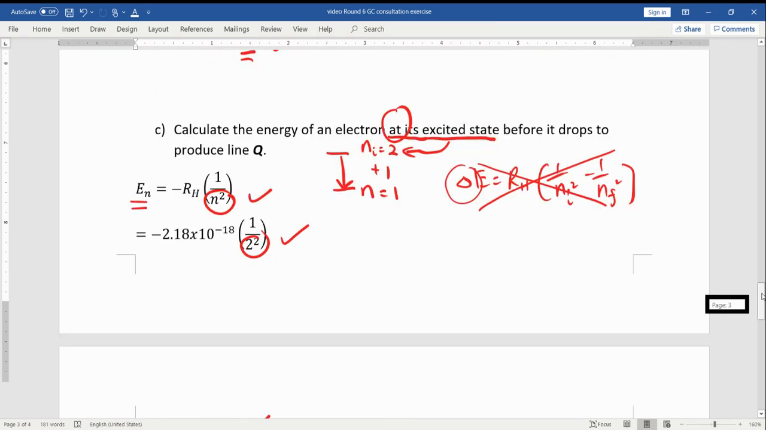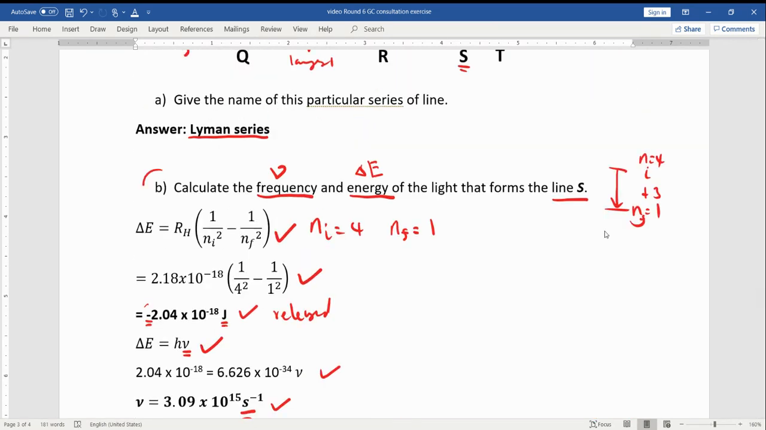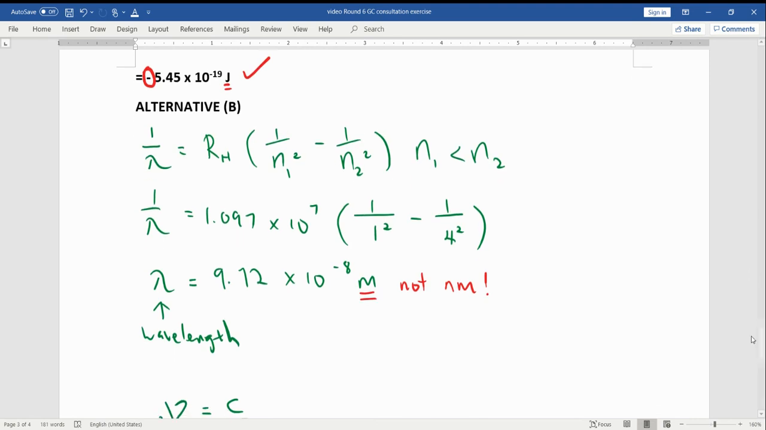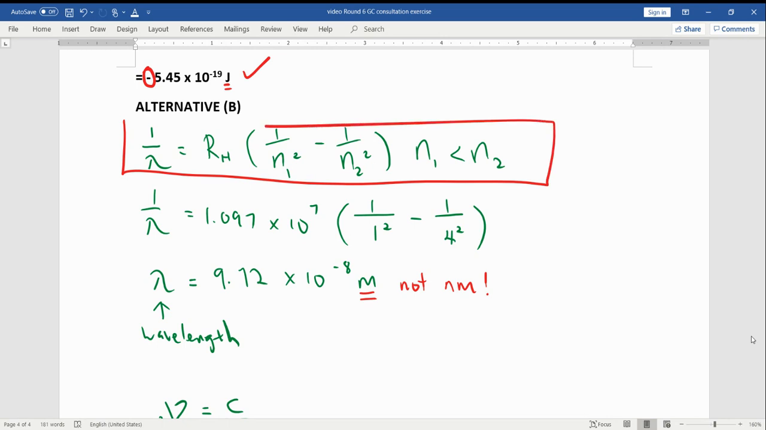Now for question B, just now we started with energy, right? But some students start with frequency. If you want to start with frequency, they try to find wavelength. It is not wrong to find wavelength, but if you want to use wavelength, make sure you write the formula and also state that n1 is less than n2, because this will give you 1 mark. And then this is the wavelength.